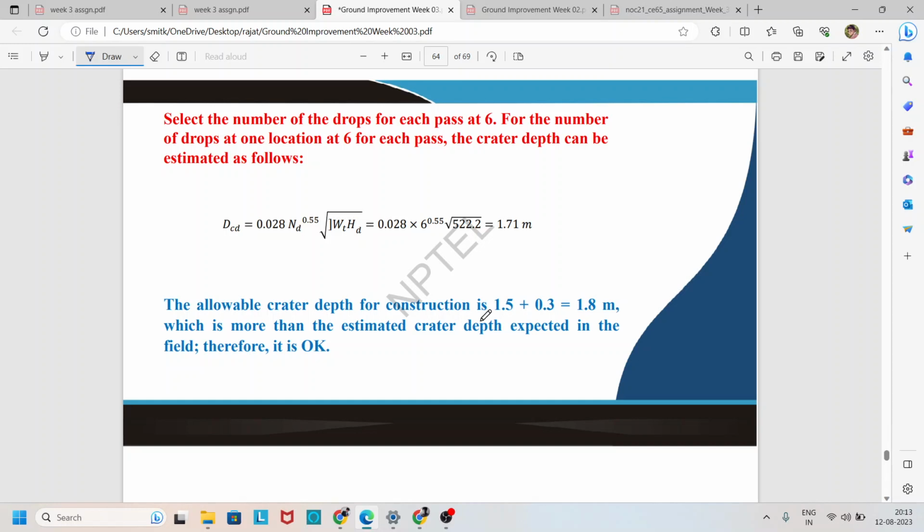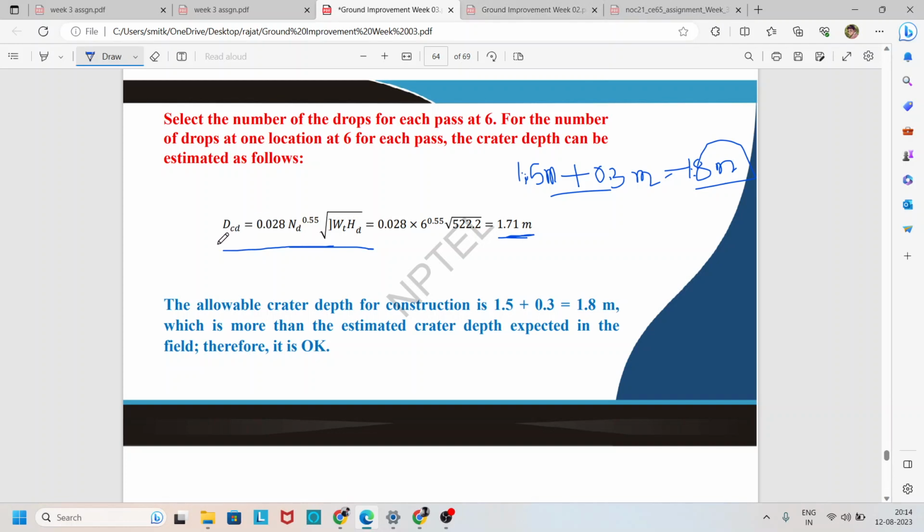After that, safety measures or a check is required to see whether the technique is suitable for each point or not. For that, we find the depth of crater by this empirical formula. Here we find that the depth of crater is 1.71 meter. We already used a crater depth of 1.5 meter, and 0.3 meter more should be required, so the total depth of crater is 1.8 meter. The crater depth should be up to that much depth.